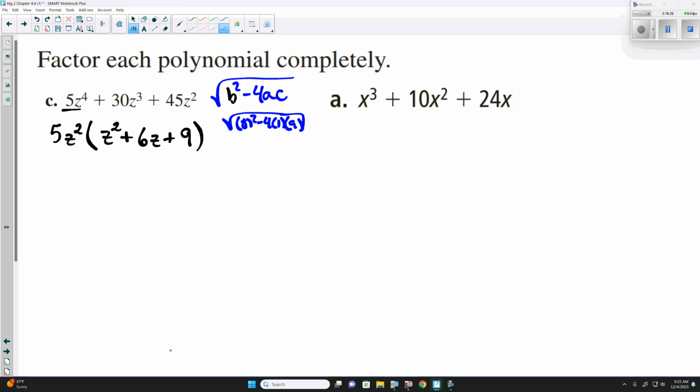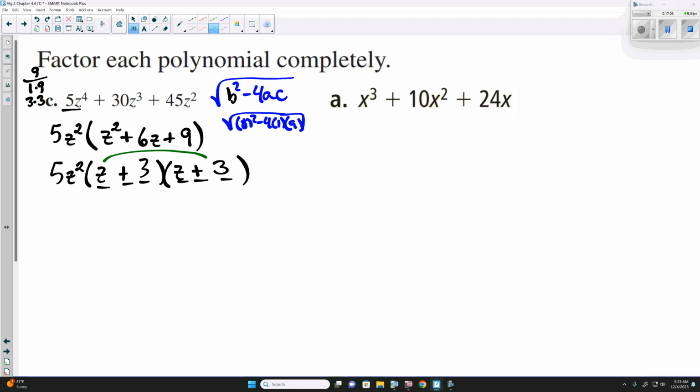So all that's telling us is, does this factor? Yes. Two sets of parentheses with 3 spaces. Since the third term is positive, the signs are the same and match the sign of the middle term. Plus and plus. Factors of z squared are z and z. Now, unlike the first one, factors of 9, 1 and 9, or 3 and 3. Which one do we want to use? 3 and 3.